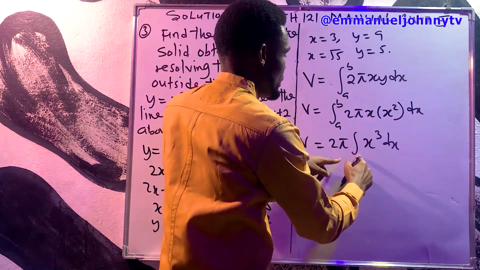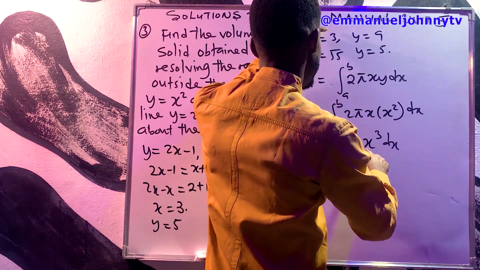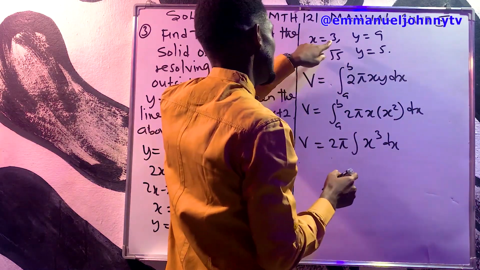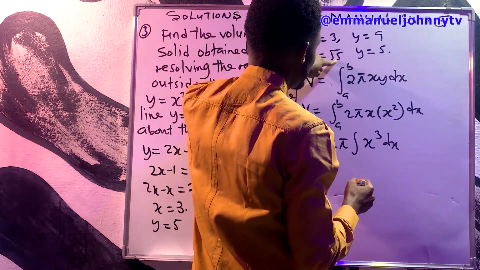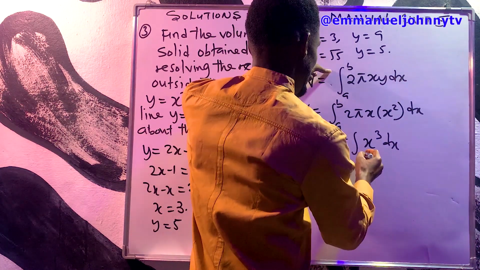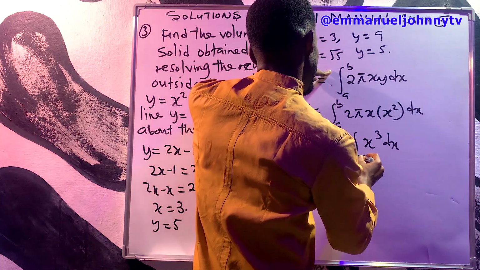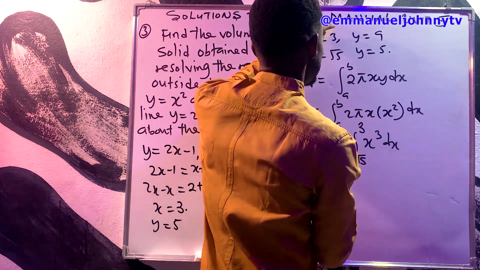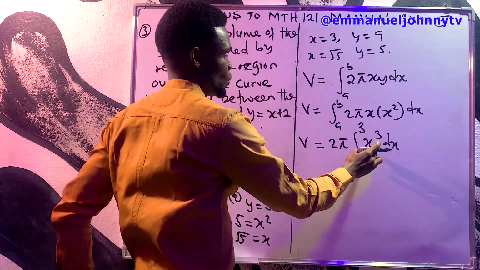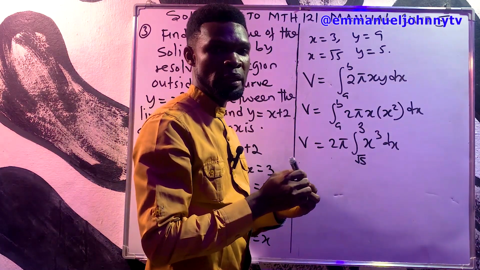So I'm dealing with the x function. That means I'm going to use these boundaries of x, which is the lowest is root 5. 3 is bigger than root 5. So root 5 will be down and 3 will be up. So this is what we have to now integrate.